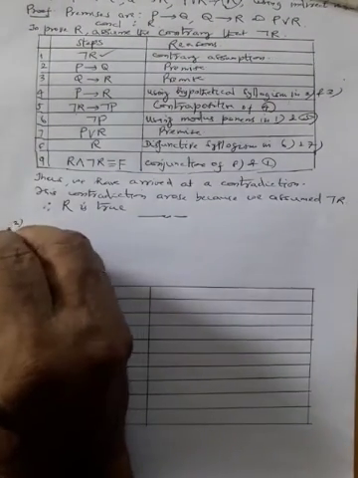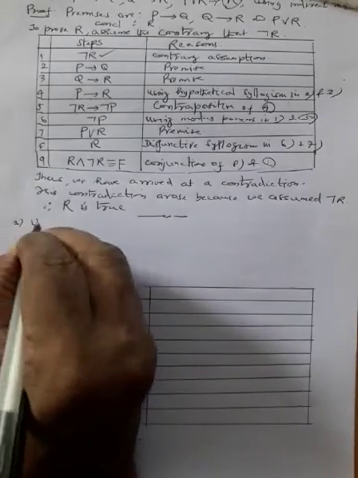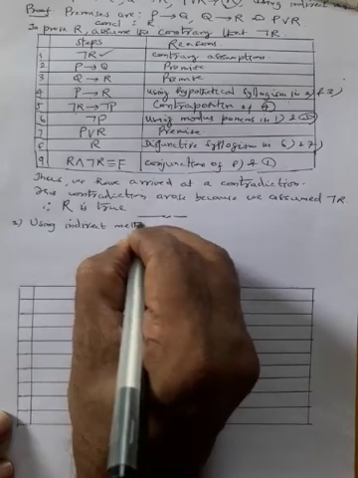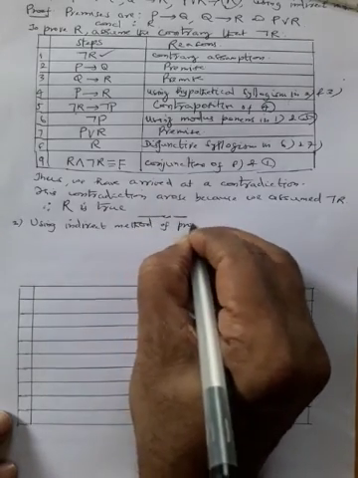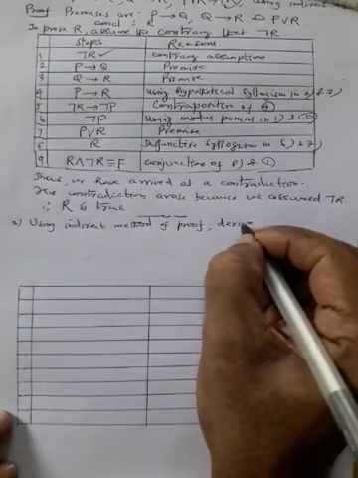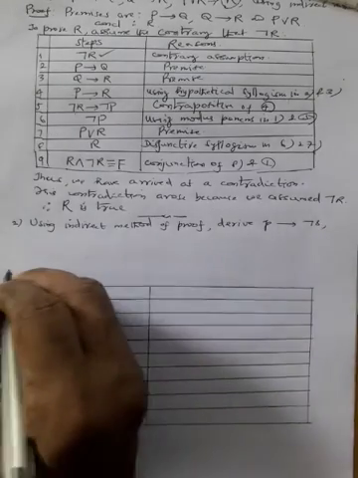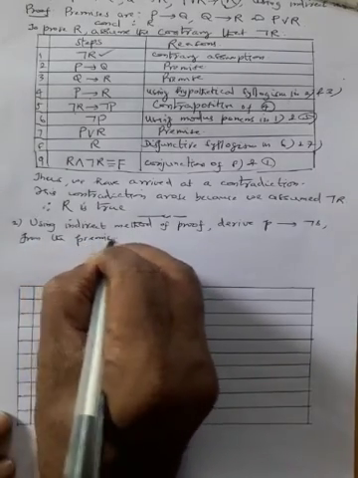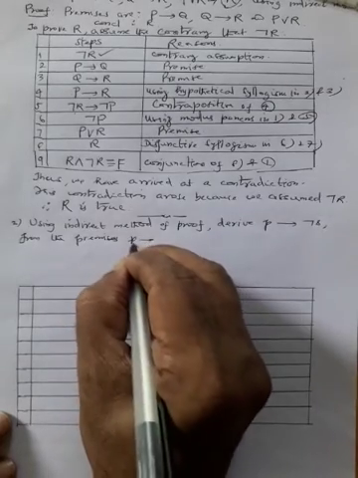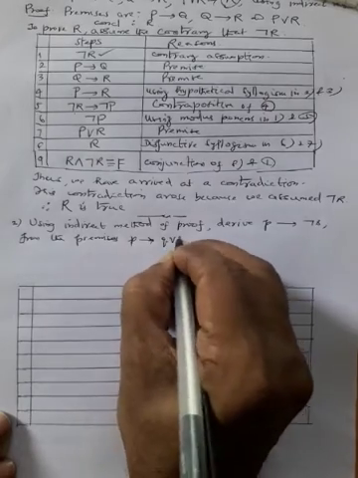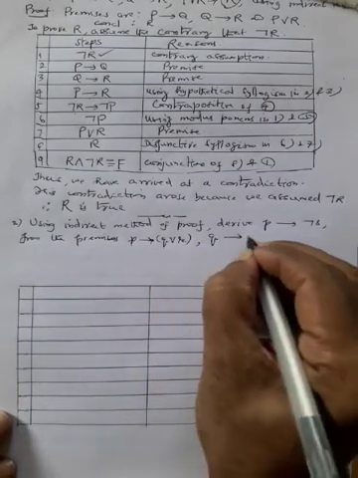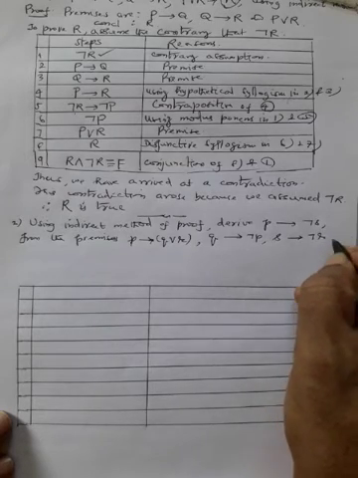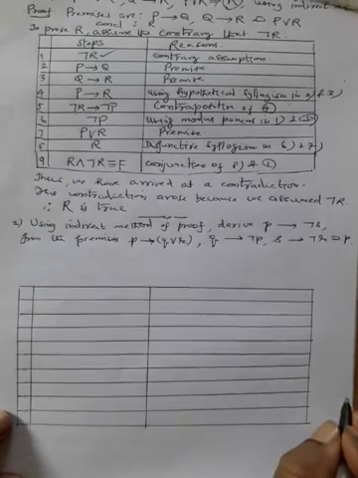Problem number 2. Same indirect method. Using indirect method of proof, derive P conditional negation S. Derive this from the premises. What are the premises? P conditional Q or R, Q conditional negation P, S conditional negation R, and P. That is also premise, and P.